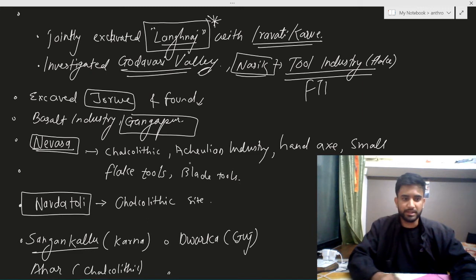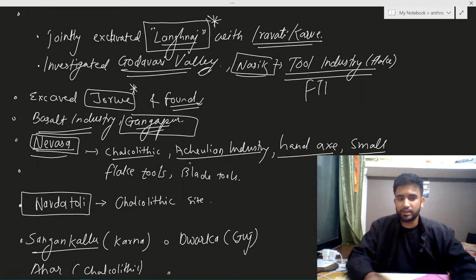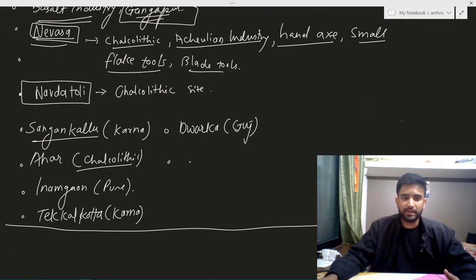Flake tool industry. Then he excavated Jorwe, and he found basically the Chalcolithic evidences of that particular place. Then he also found a basalt industry in Gangapur. Then he studied Nevasa, a Chalcolithic site, where he found Acheulean industry, hand axe, small flake tool and blade tools. So this is something that he found at Nevasa.